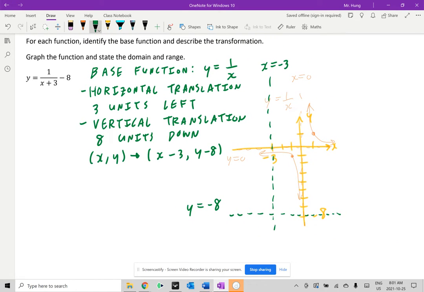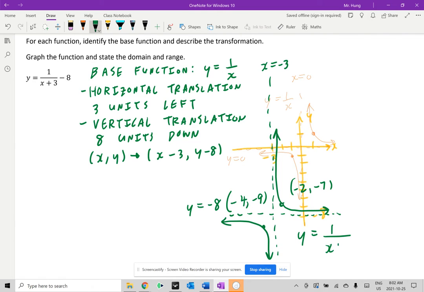If you keep going, look what happens. You take these points, for example, (1, 1). You go left by 3, down by 8. It's going to be right there now. You can label this. This is (negative 2, negative 7). Likewise, think about the second point, (negative 1, negative 1). You go left by 3, down by 8. It's going to be right there. What is the new coordinate? That's going to be (negative 4, negative 9). Now, likewise, the graph will look, roughly speaking, something like that. You can label this. This is going to be y equal to 1 divided by x plus 3 minus 8.